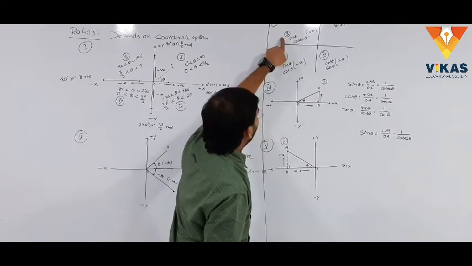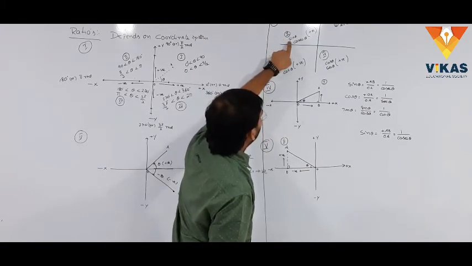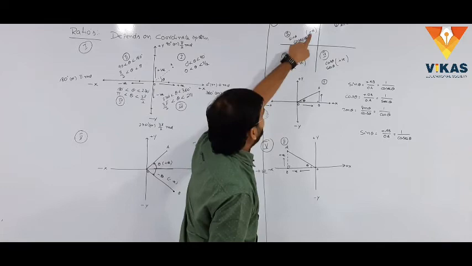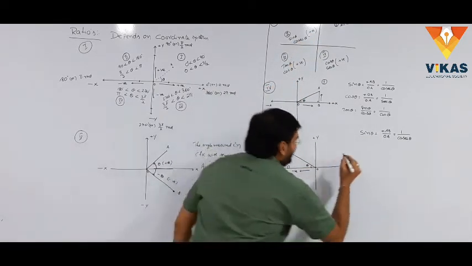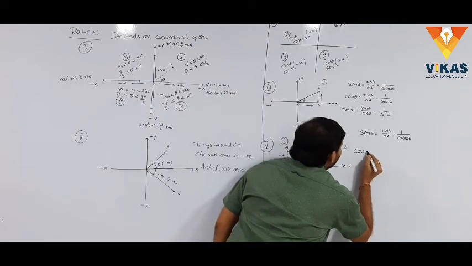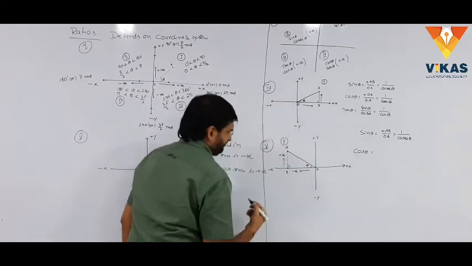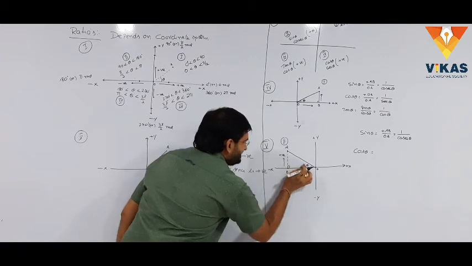Students, listen. In the second quadrant, which ones are positive? Sine theta is positive and another one is cosecant theta. Both are positive. But what about the remaining trigonometric ratios? We take the cos theta. What is the cos theta? This is the theta.